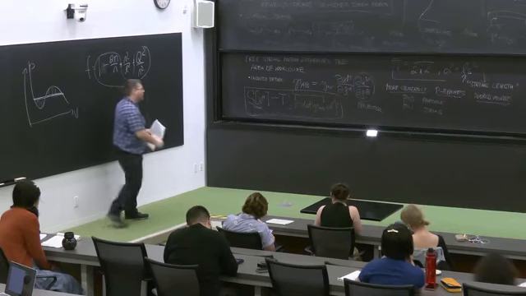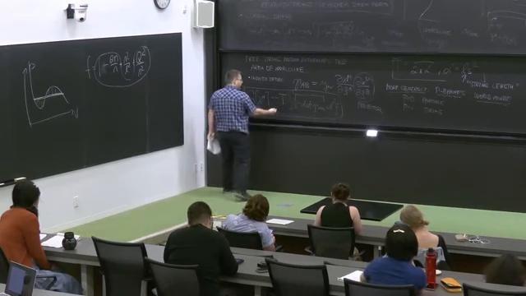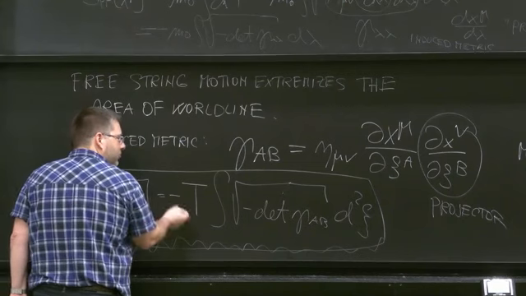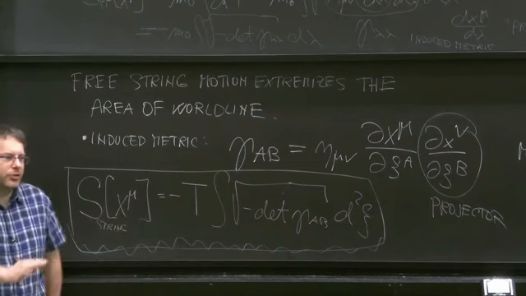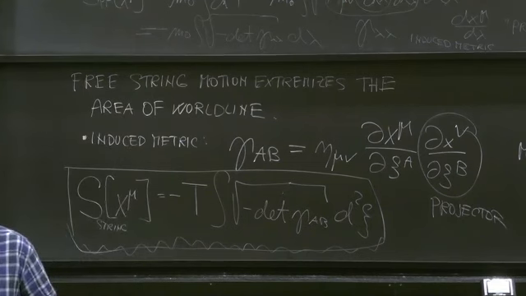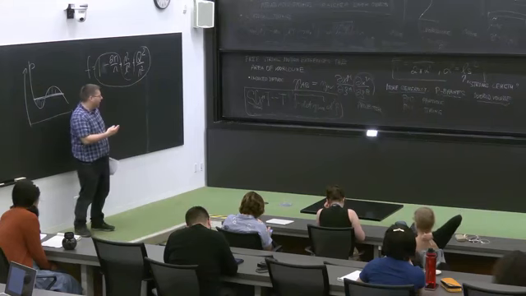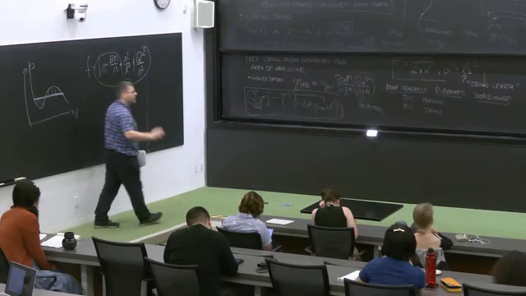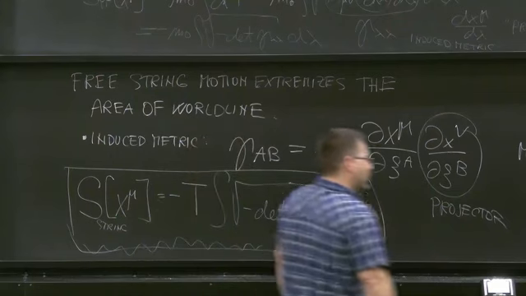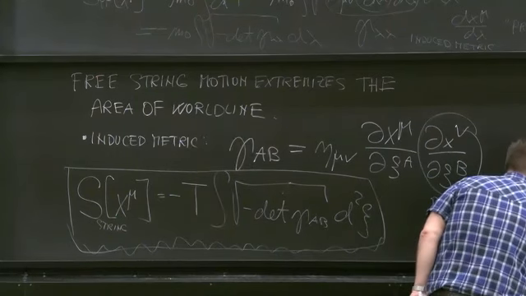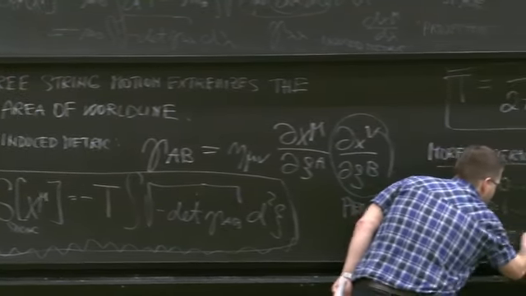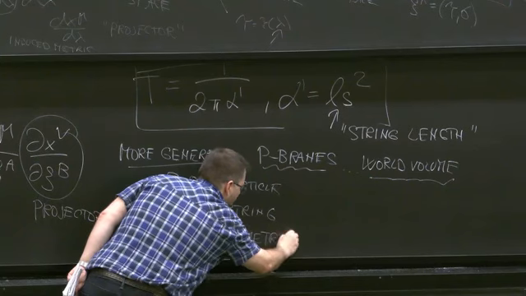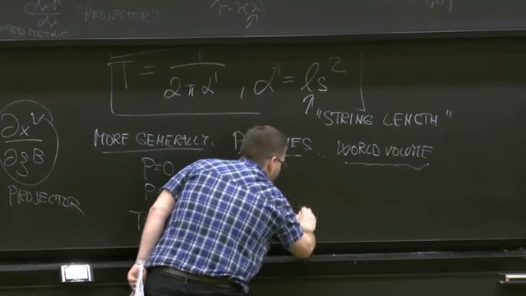So now this action here is super nice in the sense that it's super geometrical. It has a very nice intuitive meaning. It really tells you I extremize the volume, or I extremize the area. So these types of actions are called Nambu-Goto actions. This is the geometrical Nambu-Goto action.